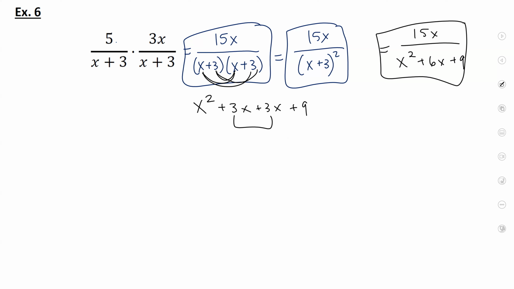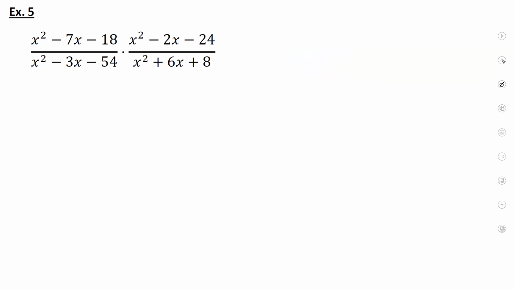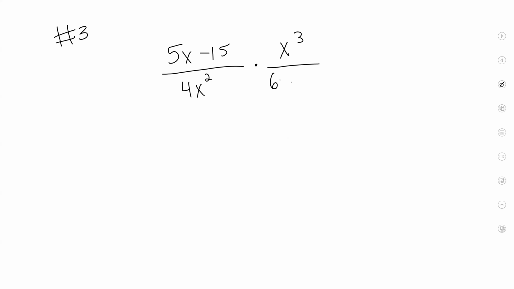All right. You guys are going back to do example 5. I want you guys to flip to the practice and look at number 3. It says 5x minus 15 divided by 4x squared times x cubed divided by 6x minus 18.